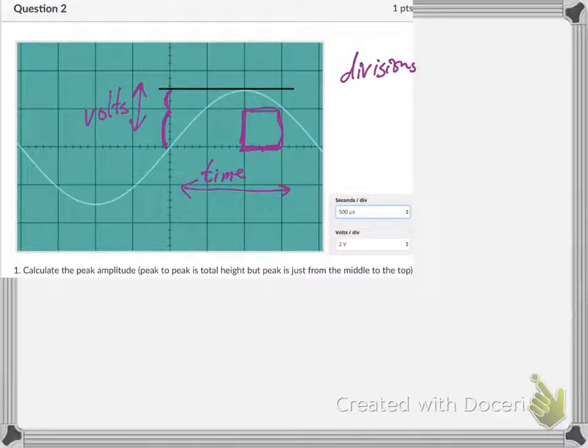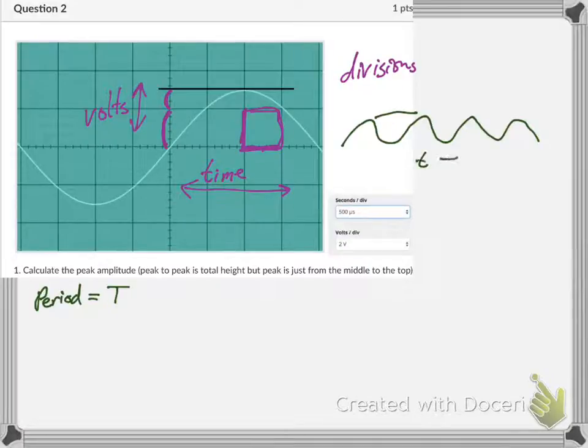So now what we're going to find is the period. And the period of a wave is represented by the capital letter T. When we look at a wave, we look at it like this, and we think that this is wavelength. But if this is time in this direction, you can see it starts on top, goes down, ends up back on top. So that'd be one period of a wave.